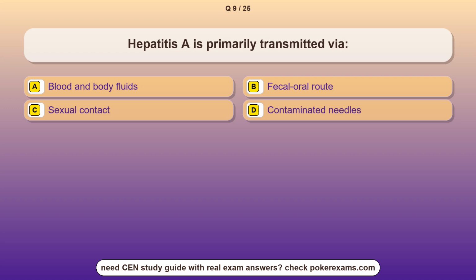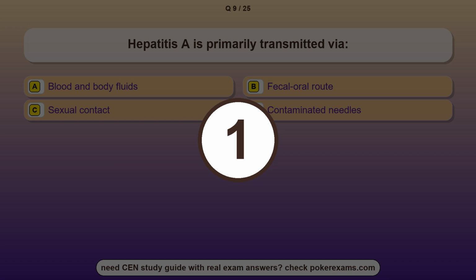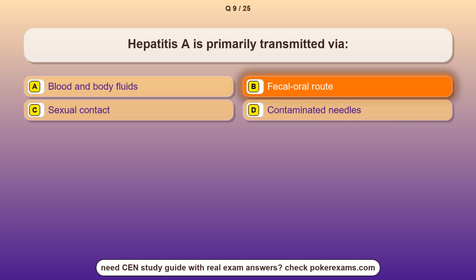Osborn J wave. Question 9. Hepatitis A is primarily transmitted via: Option A. Blood and body fluids. Option B. Fecal-oral route. Option C. Sexual contact. Option D. Contaminated needles. The correct answer is option B. Fecal-oral route.